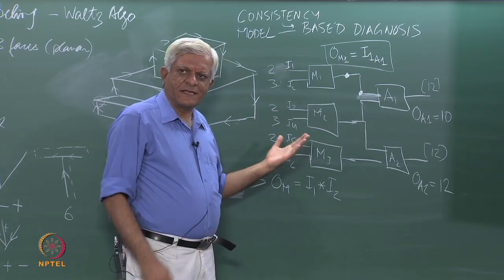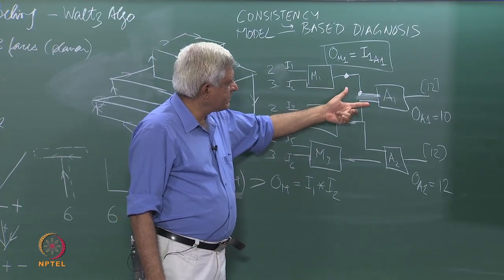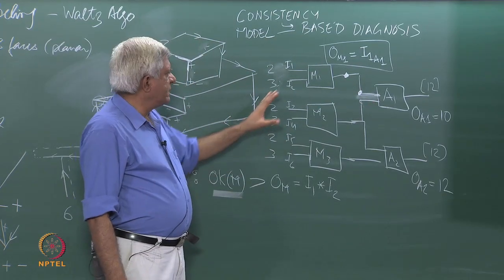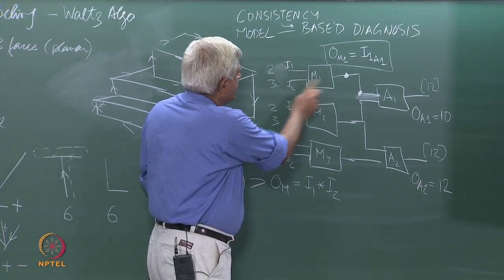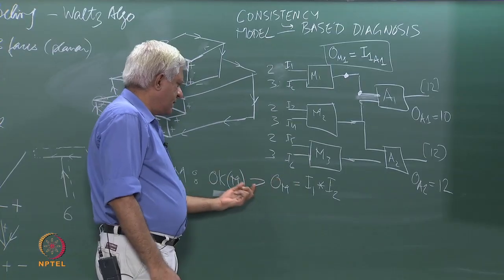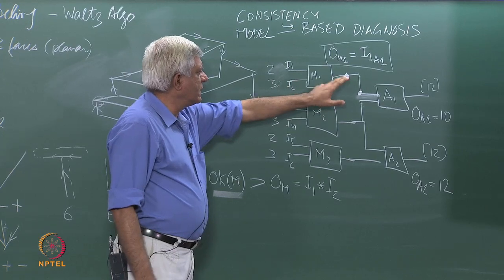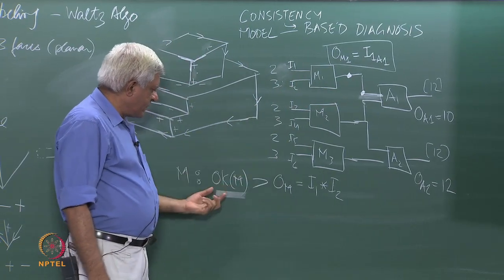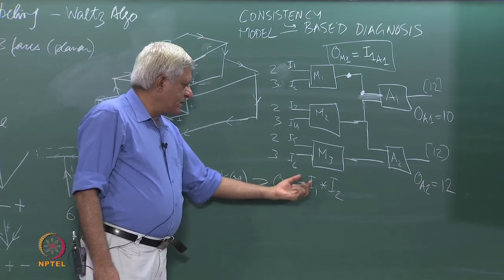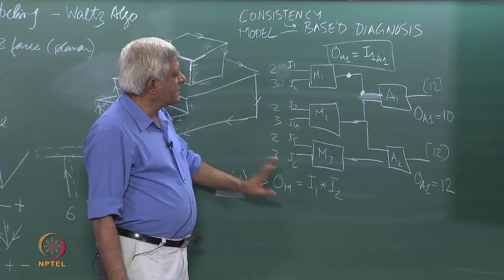Just at a description level, we say that this is a CSP. The 3 inputs are variables, and this is a constraint between those variables, 3 inputs and this multiplier. So, M1, I1, I2 and O1, 4 variables, and this is the constraint between those 4 variables. If the multiplier M1 is OK, then the output of the multiplier should be equal to the product of the two inputs. Likewise for the adders and the other multipliers.